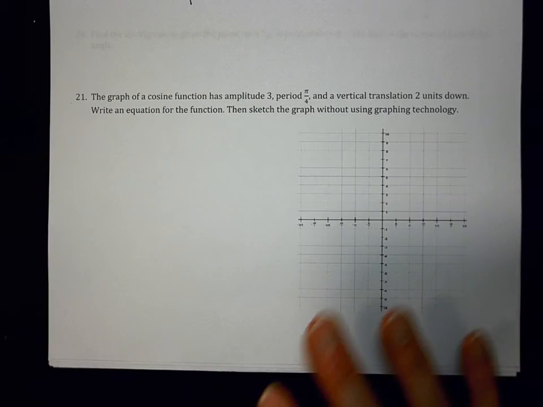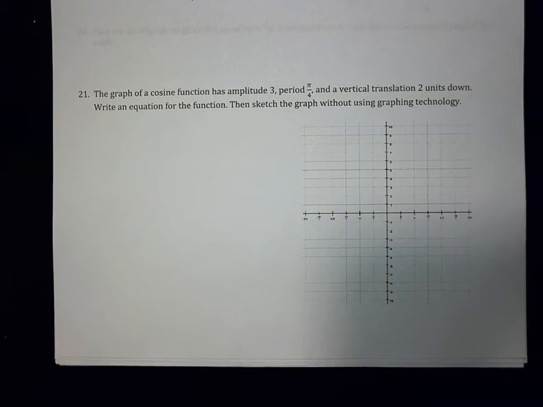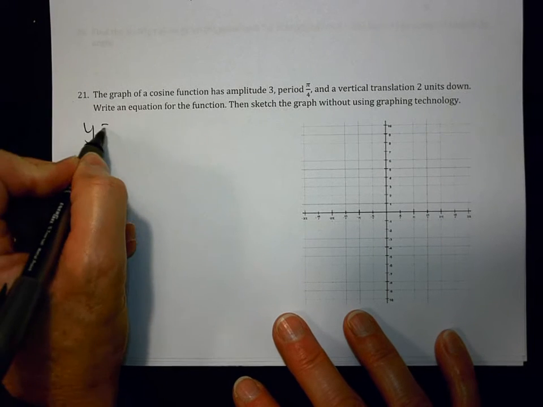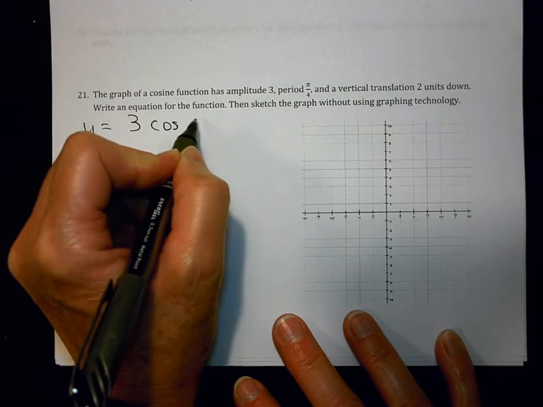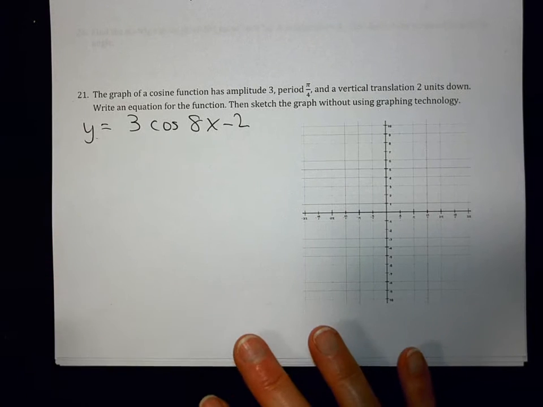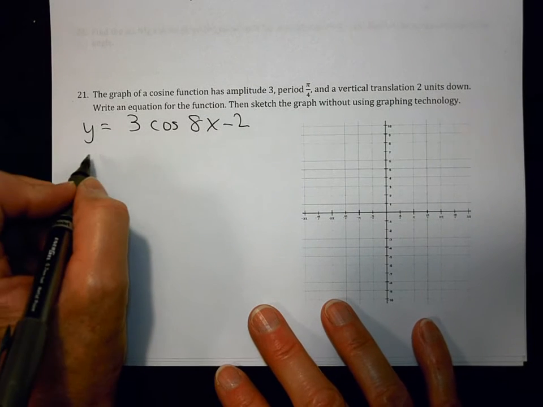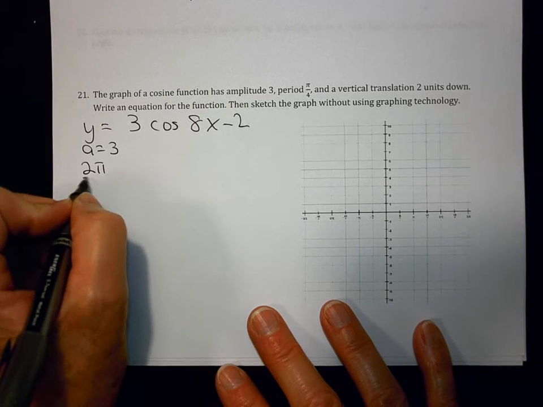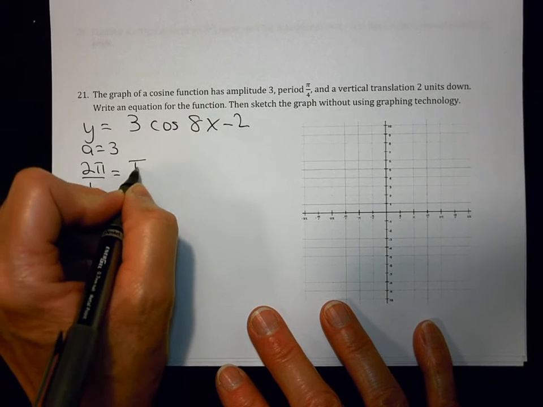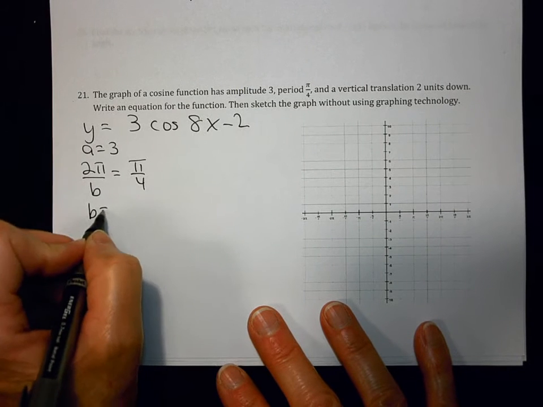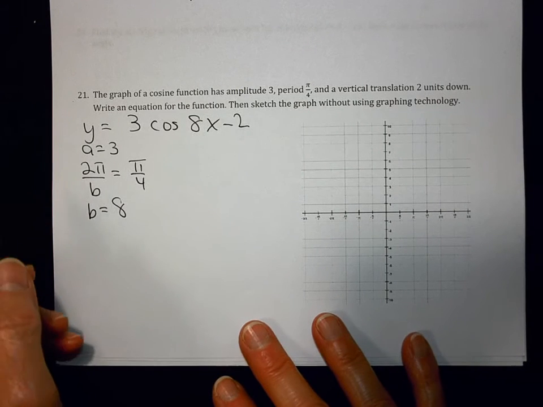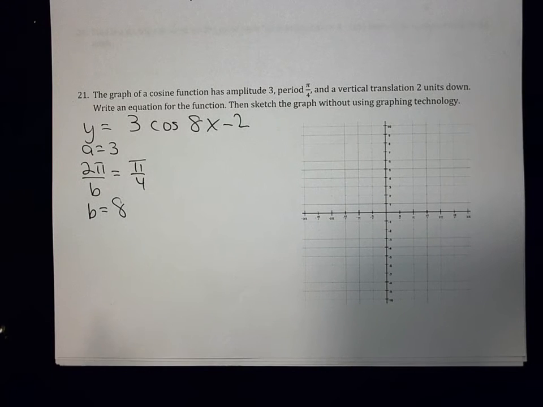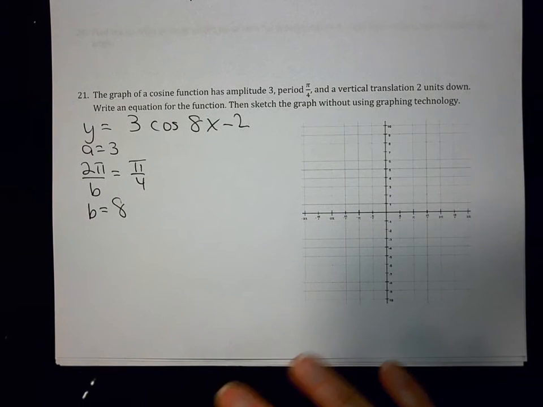Okay, the graph of a cosine has an amplitude 3, period pi over 4, and a vertical translation. Write an equation and then sketch it without using technology. So y is equal to 3 cosine of 8x minus 2. And we got that from the amplitude is 3, so the A is a 3. 2 pi over B had to be equal to the period. So B, in this case, had to be an 8. And a vertical translation of 2 down is just the number by itself minus 2.